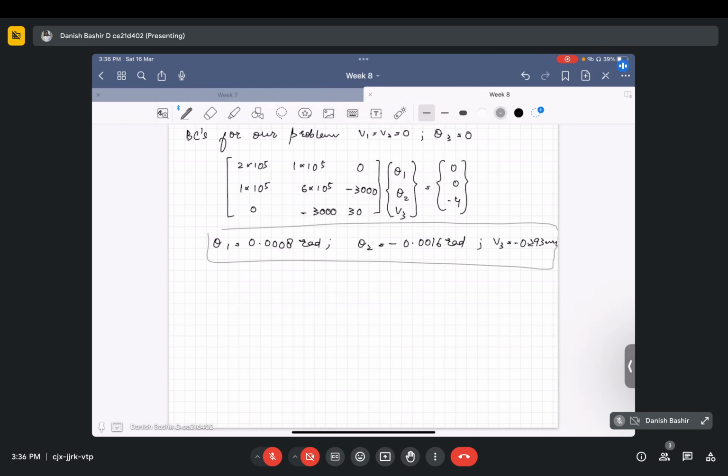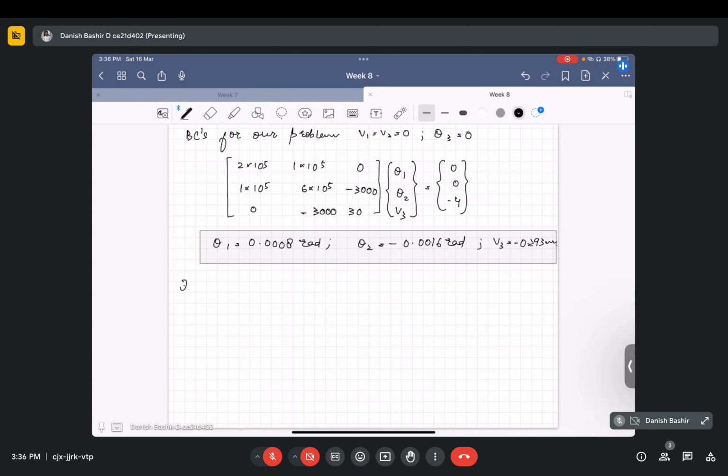So this is only half the question. We have to find other things as well now. We found the unknown displacements and rotations that were required in our structure. Moving forward, now we have to see the displacement equations in the individual elements.